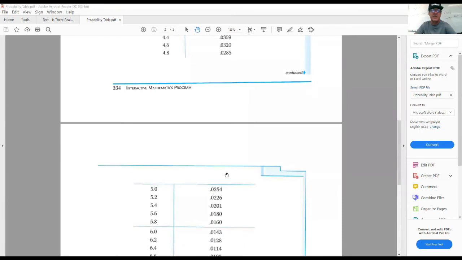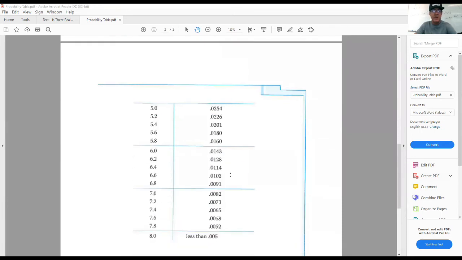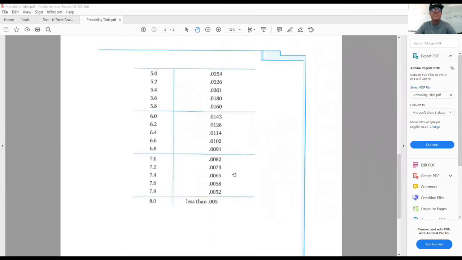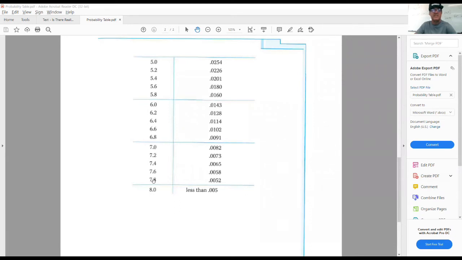But check this out. It goes on to the next page. And here, we're starting to get really tiny probabilities. Like, check this out. At 7.8, a chi-square of 7.8. And remember, we got some pretty big chi-squares when we were playing around with the calculation. But if you have a 7.8 chi-square, the probability that the null is true is 0.5%. Okay? That's 0.5%. That's a 1 in 200 chance that the null is true. So yes, it's possible, but not very likely.